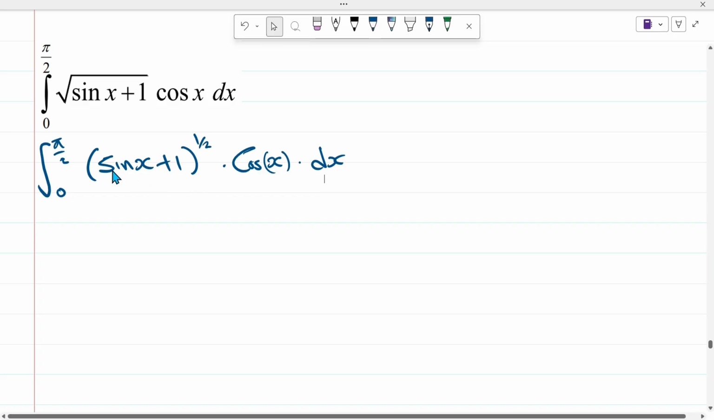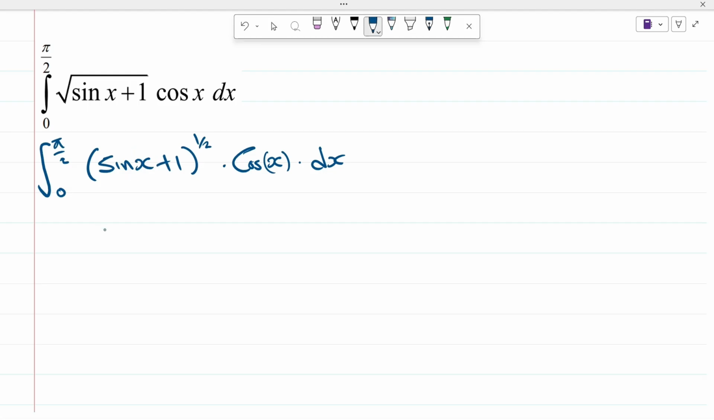You can see that if we let sine x plus 1 be our f of x, then cos of x is the derivative of that. Yes, it's true. Since this is the derivative of that, we can use the general power rule. So it is just going to be sine x plus 1 to the power of half plus 1, that's 3 over 2, divided by 3 over 2. You put your limits, pi over 2 to 0. Then we substitute from there.